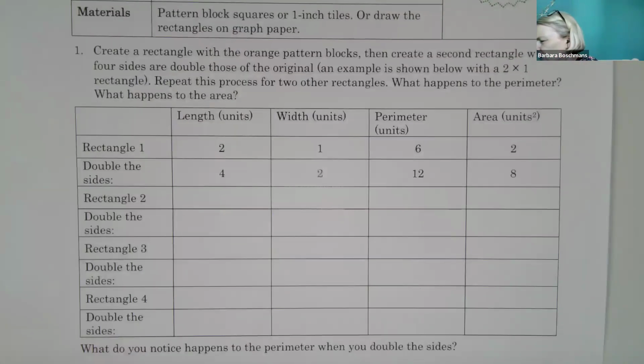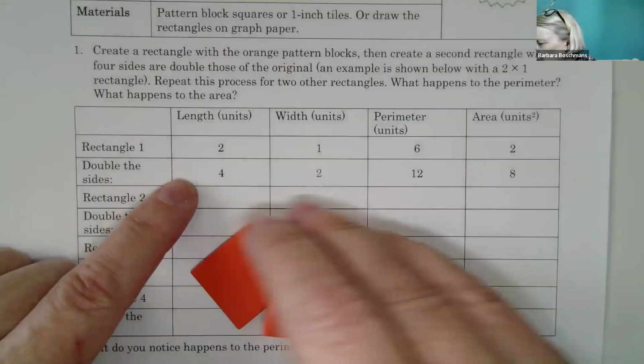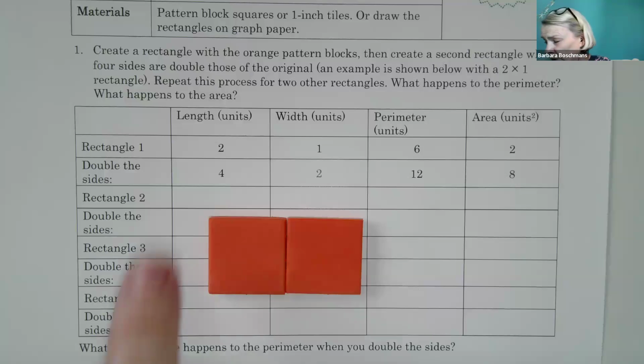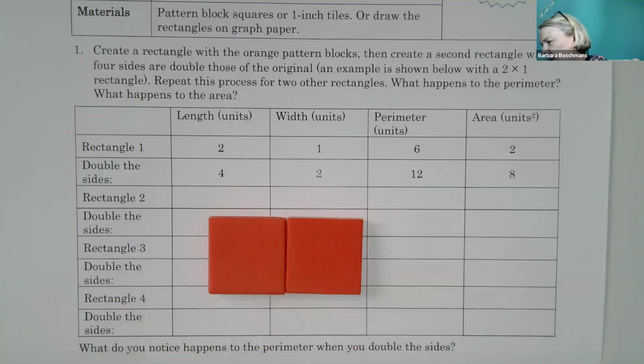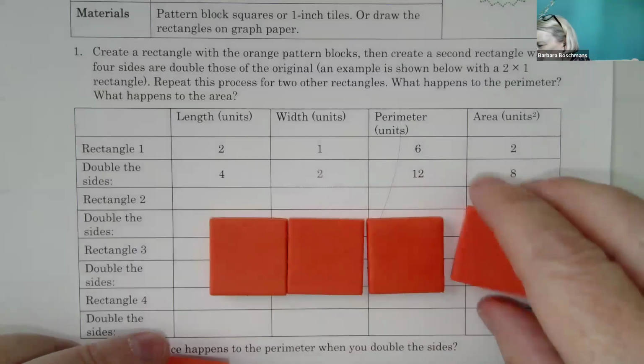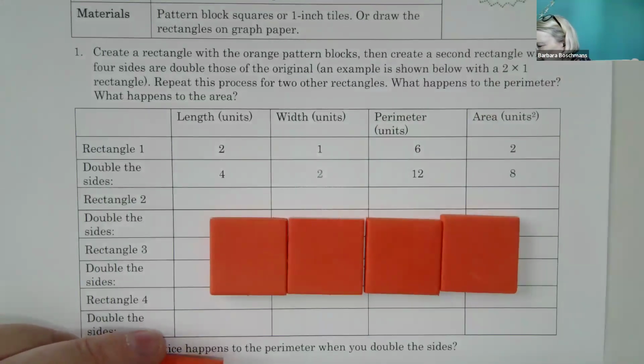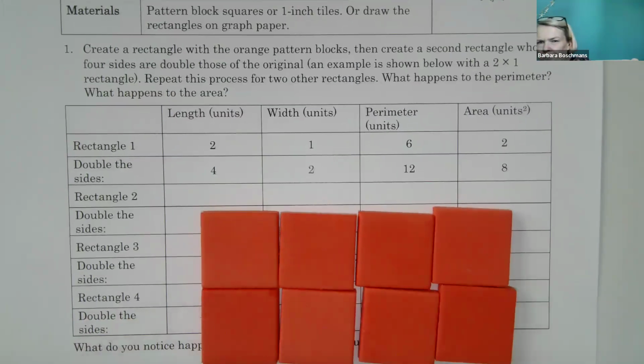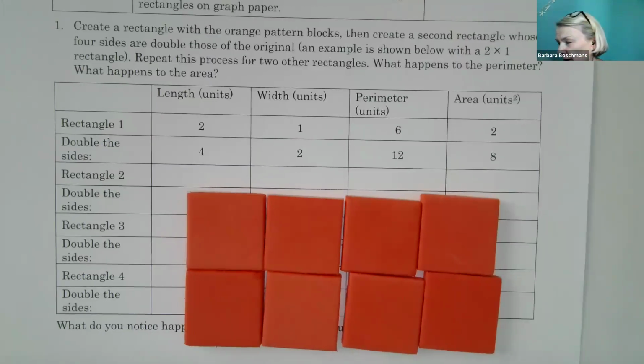these rectangles. So rectangle 1, the length is 2, and the width is 1. That's this rectangle. The perimeter is the distance around, which is 6 units. The area, 1 by 2 or 2 by 1, is 2 units squared. If we double the size, I will get the length being 4, the width... So now the perimeter is 12, and the area is 8.